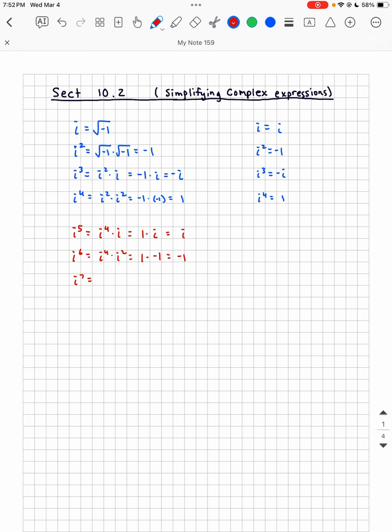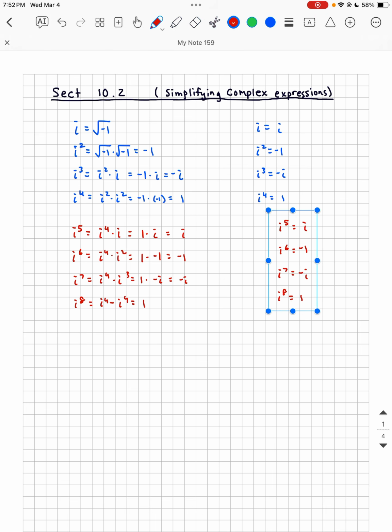And I think you can kind of see what's actually happening right now. i to the seventh is equal to i to the fourth times i to the third, which is 1 multiplied by -i, so that's -i. And then finally, i to the eighth is i to the fourth times i to the fourth, so that is equal to 1. Now, if I write that out on the side, just like I did previously, i to the 5th is i, i to the 6th is equal to -1, i to the 7th is equal to -i, and finally i to the 8th is equal to 1.